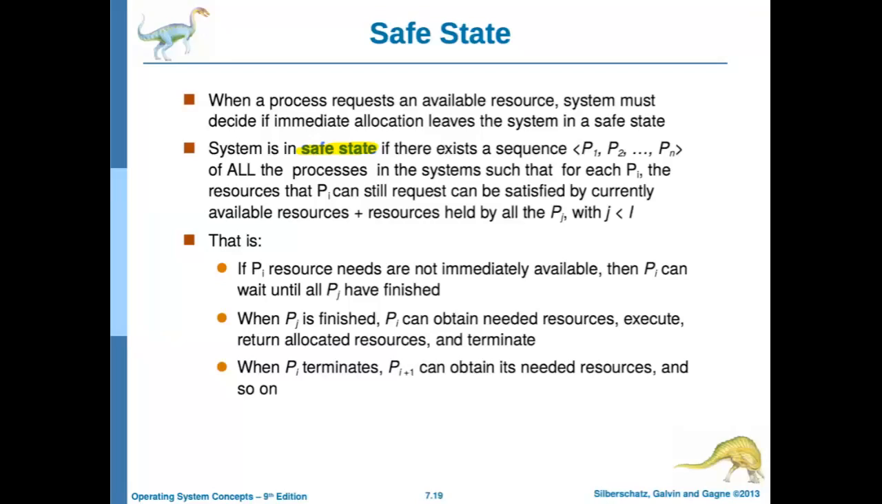Now, what is the safe state? First of all, it is a sequence of all the processes, for example P1, P2 up to Pn. It is safe if there exists a sequence of all the processes such that for each process, the resources that the process requests can be satisfied by the currently available resources plus the resources held by all other processes.